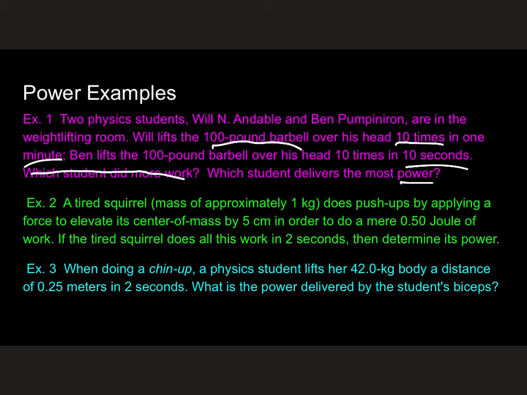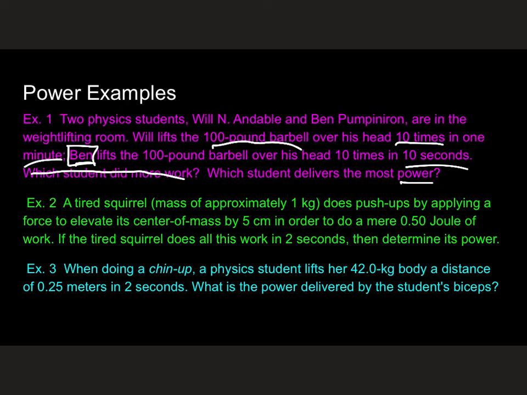So Will took a minute to do his, and Ben only took 10 seconds. So that means Ben had to have much more power because he was dividing by a smaller number of time. So he's going to do it at a greater rate, right? So that means that Ben would have had more power.